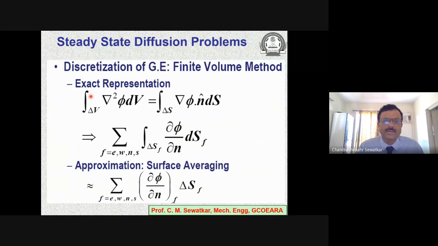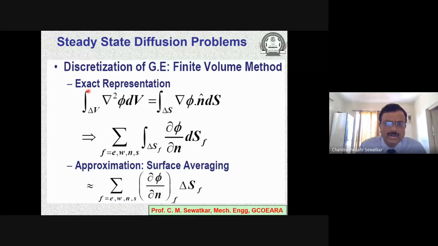if I apply grad square phi equal to 0 to a small control volume, in an integral form I can write it as the integral over delta V of grad square phi dV. dV is an operator, and this is all equal to 0. This is what we have learned. So this is my governing equation in the integral form.